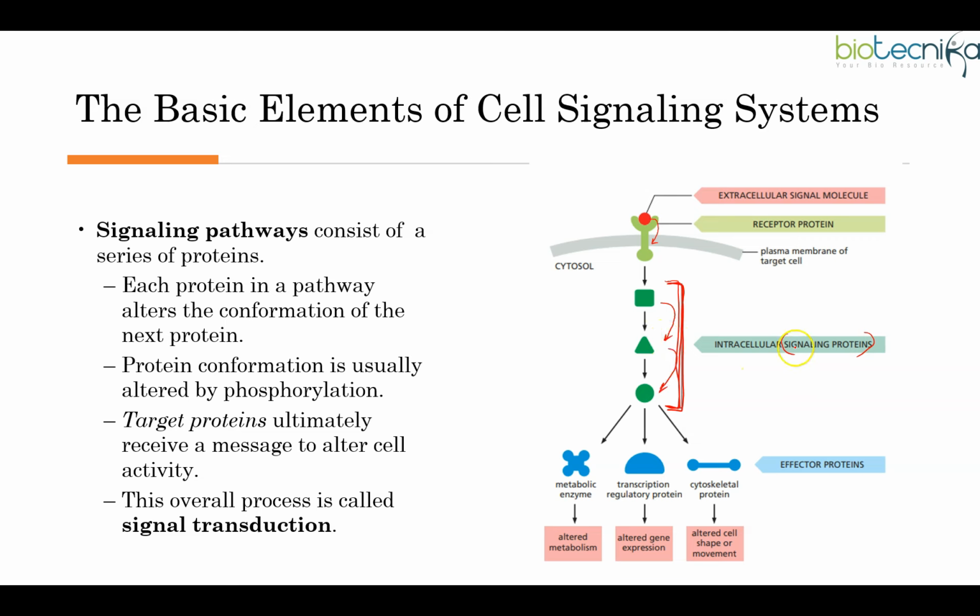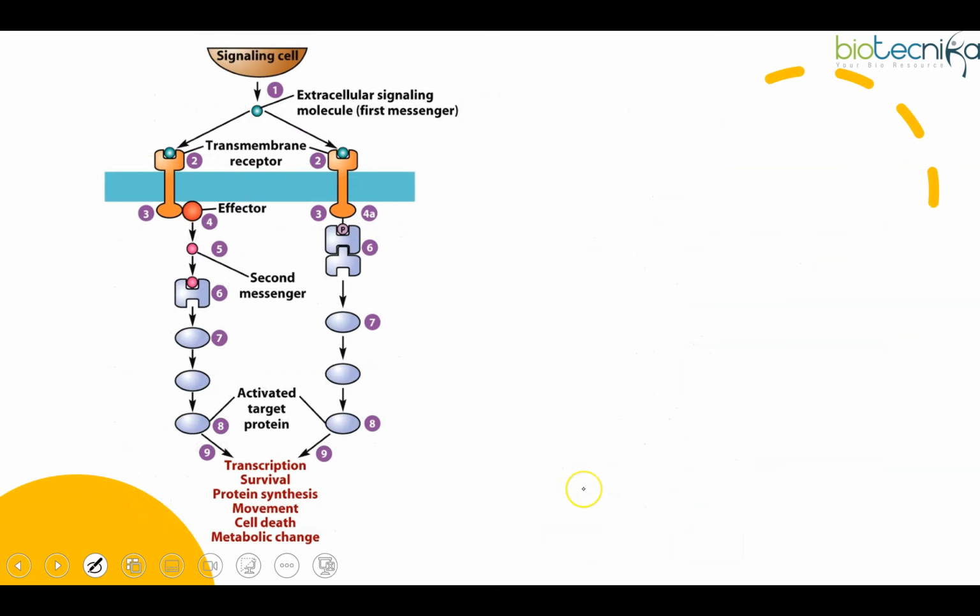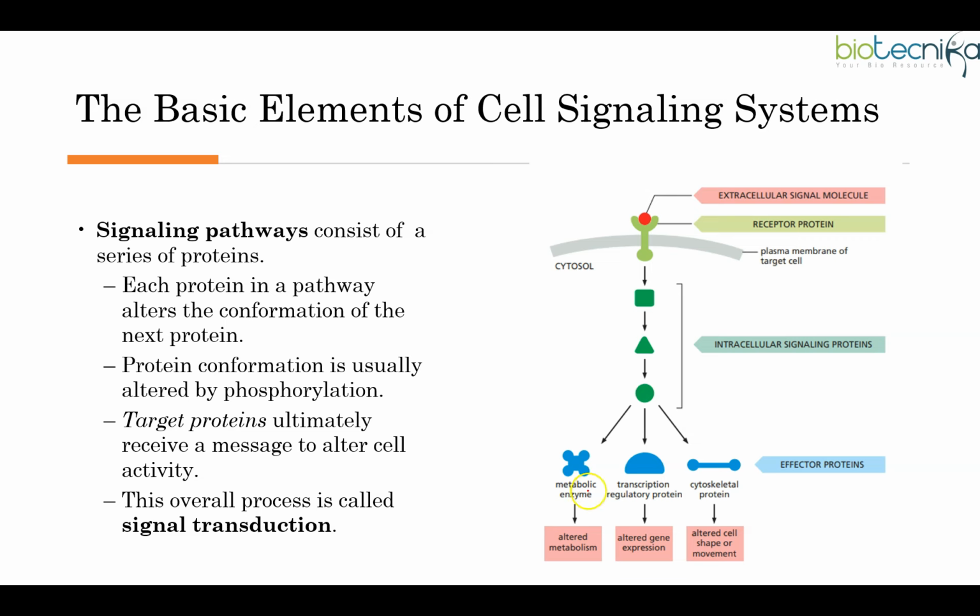But these are secondary messengers. The original messenger was these, so these will serve as secondary messengers, and most importantly, these are intracellular. Now these proteins, they will activate some more proteins which are the effector proteins. These effector proteins, they may be metabolic enzyme, there can be some transcription regulatory protein, or it can be a cytoskeletal protein as well. If it is a cytoskeletal protein, then you will see the changes in the cell shape or movement.